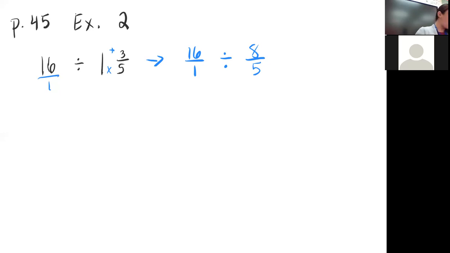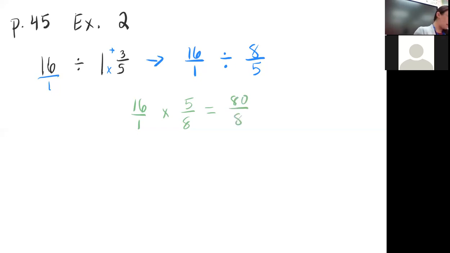So now we can use our keep, change, flip. So we're going to keep the first fraction the same, keep 16 over 1 the same. We're going to flip our second fraction. So 8 over 5 becomes 5/8. That's that reciprocal. Then we're going to change division to multiplication. Then we can multiply these as normal, multiply your tops, multiply your bottoms. All right, so 16 times 5 gets us 80, and 1 times 8 gets us 8.